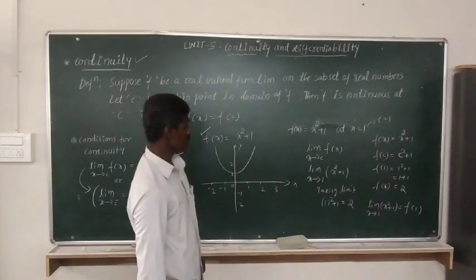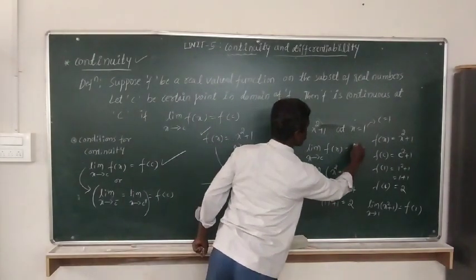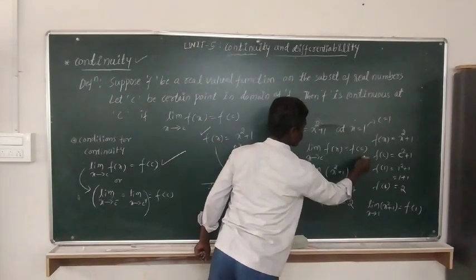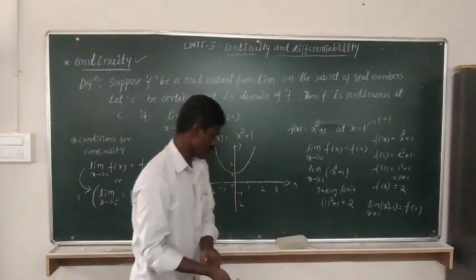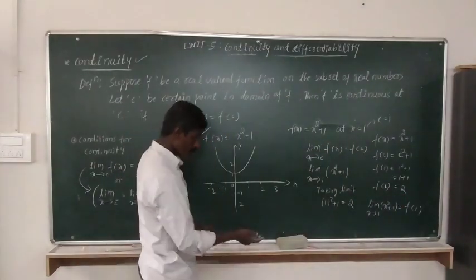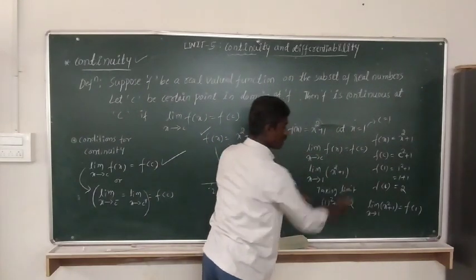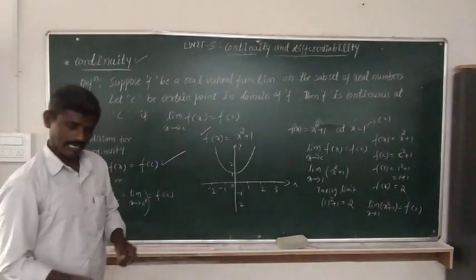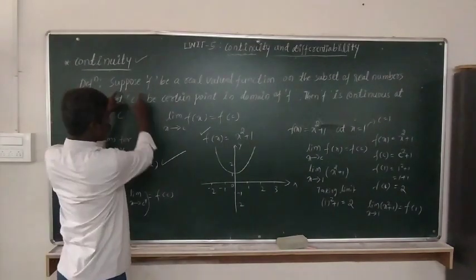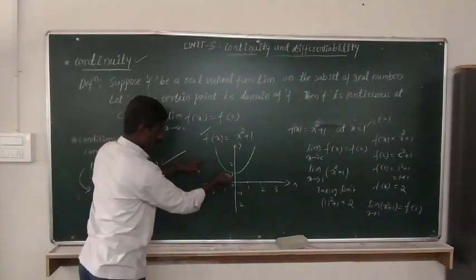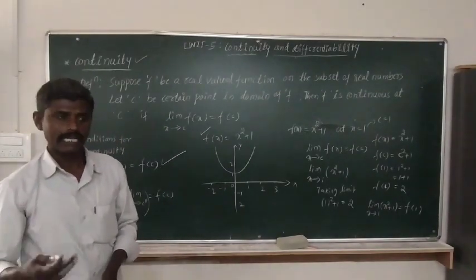We say that a function is continuous when limit as x tends to c of f of x equals f of c. Here this is 2, and here this is also 2. LHS equals RHS. Hence the function is continuous. If limit as x tends to c of f of x is not equal to f of c, then the function is not continuous. Such a function is called a discontinuous function. So according to the definition, I explained with an example when the function is continuous and when the function is discontinuous.